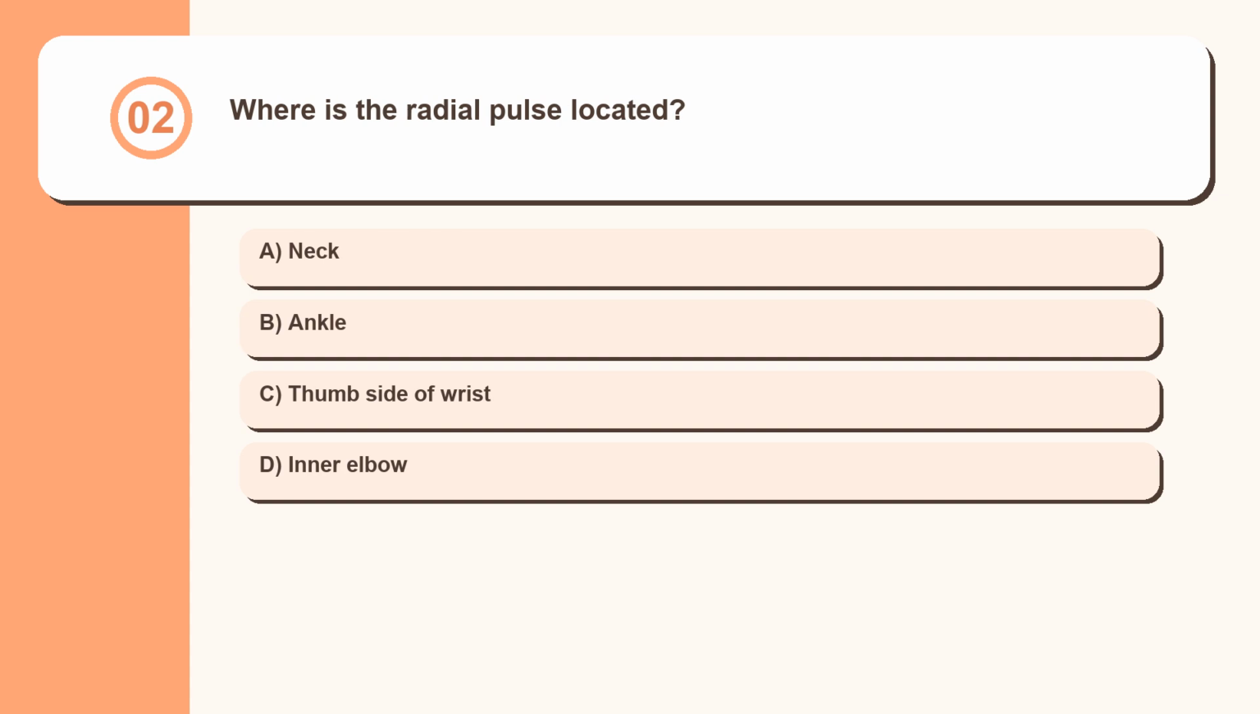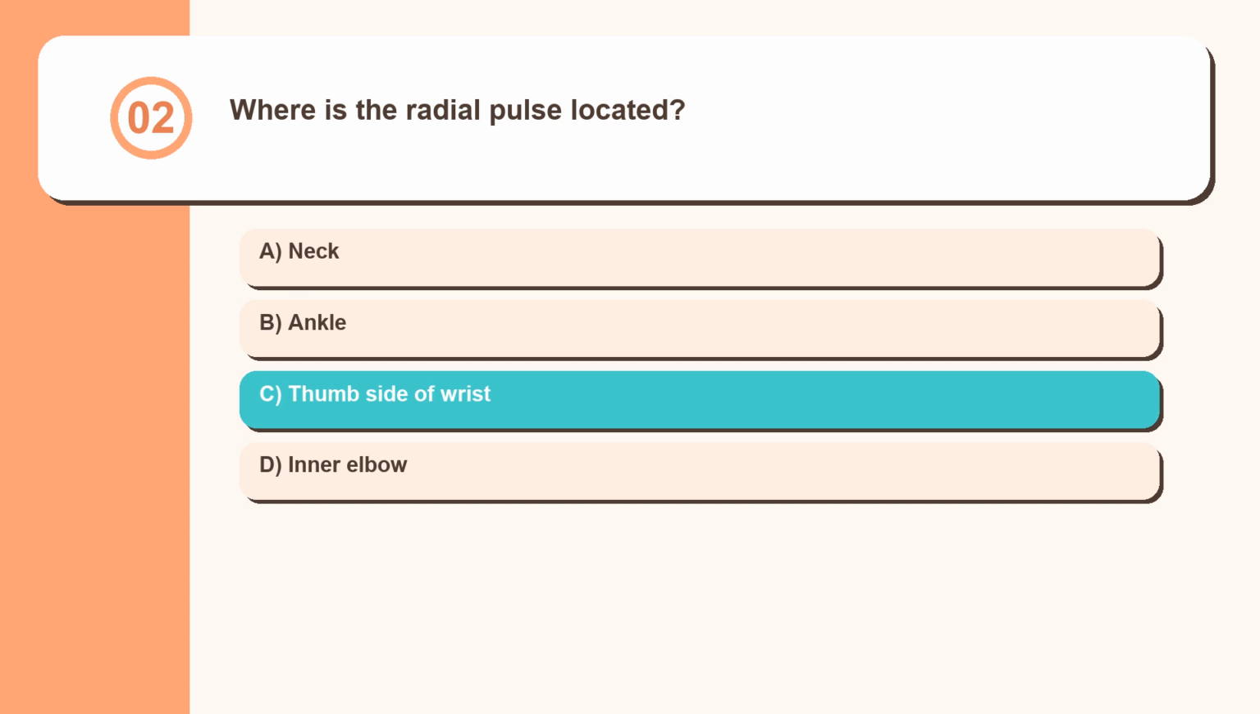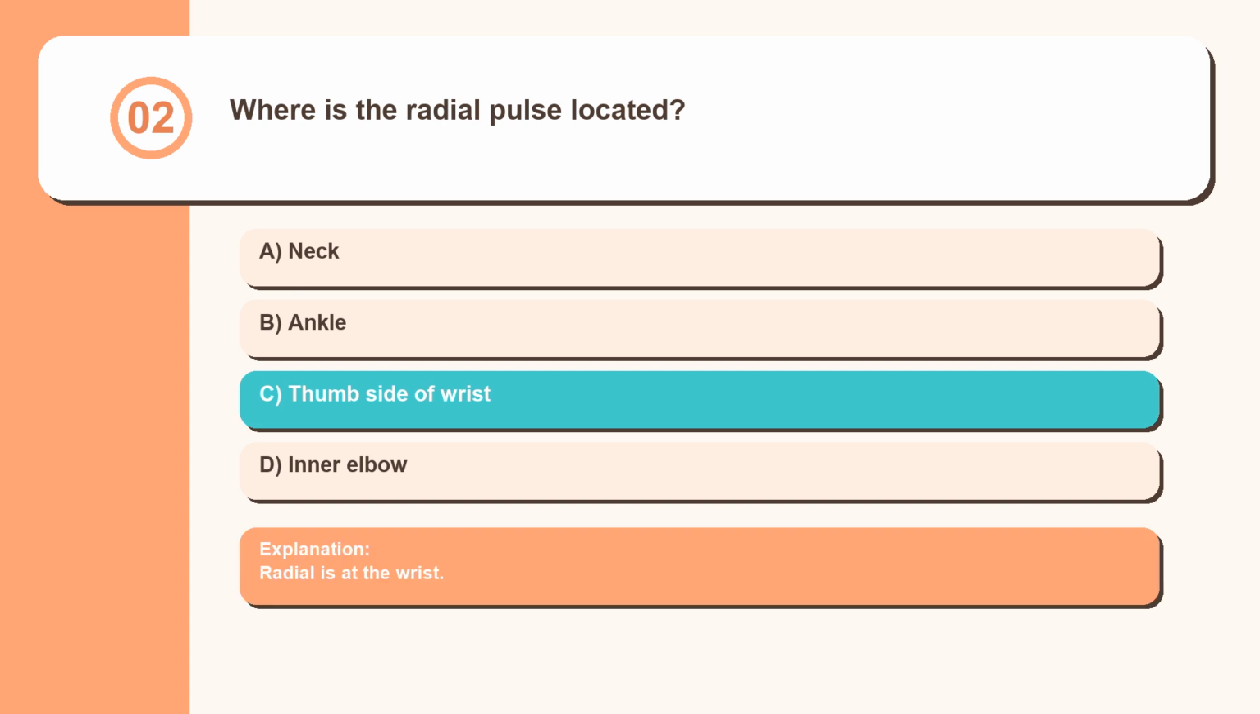Question 2. Where is the radial pulse located? Neck, ankle, thumb side of wrist, inner elbow. Radial is at the wrist.